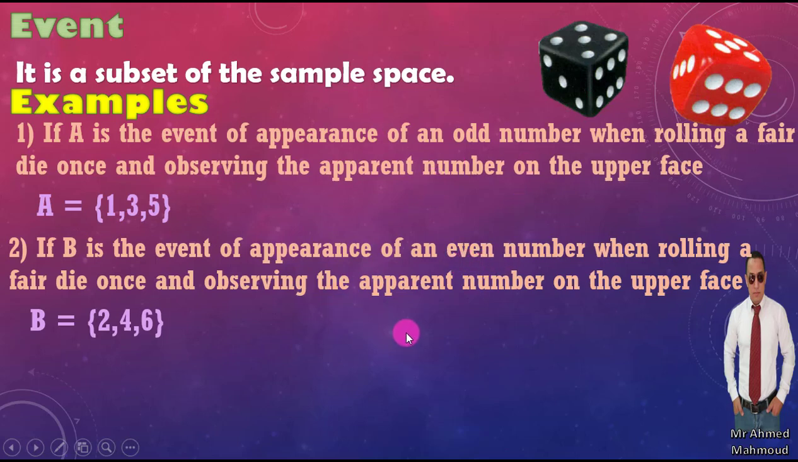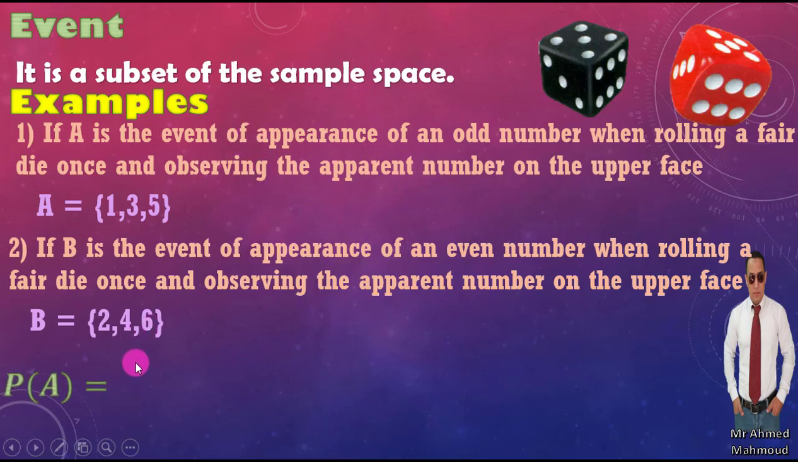Now we studied the sample space, or all possible outcomes, and we studied the event, and we said the event is a condition from the sample space. Now let's study how we can evaluate the probability.